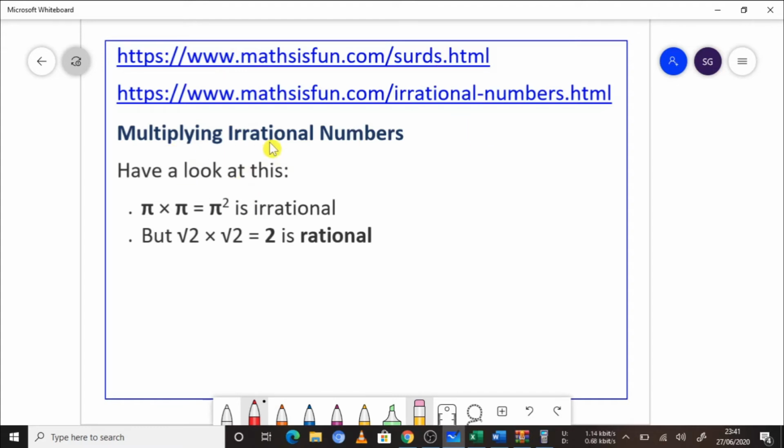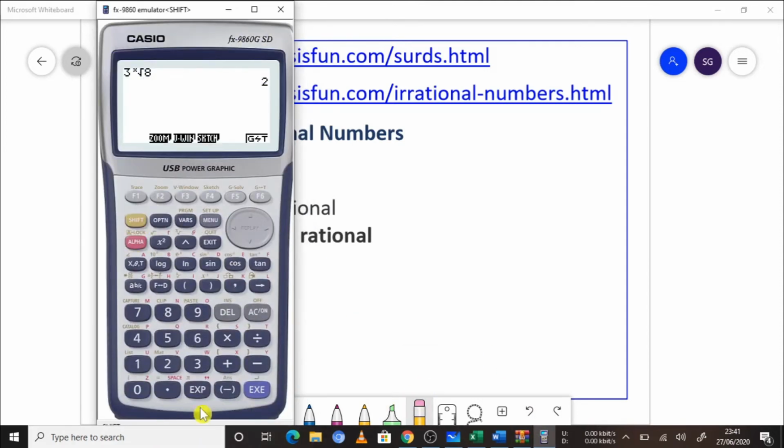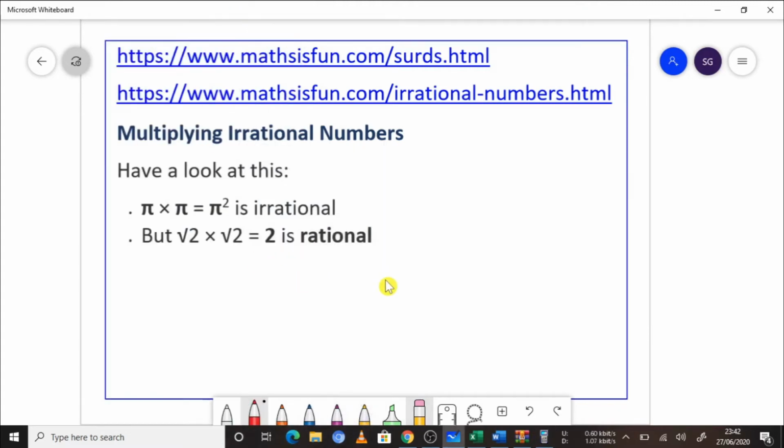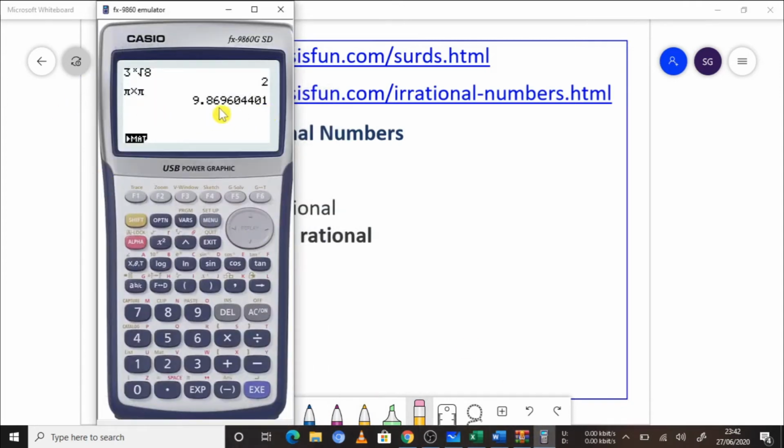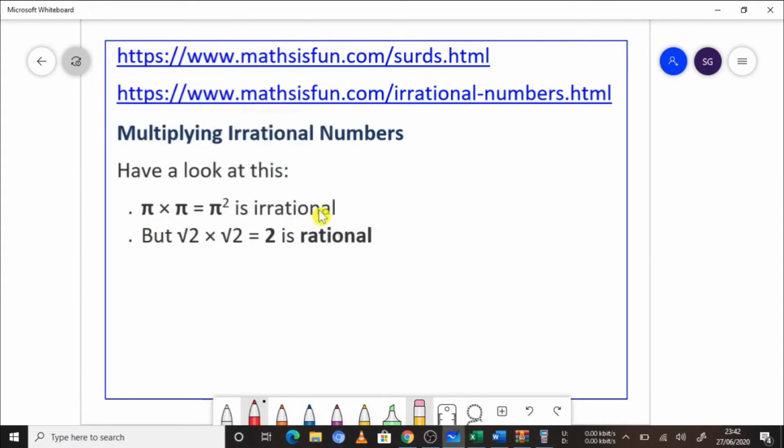Let's say you multiply two irrational numbers, say pi times pi. Pi times pi is pi squared, and if you see the value of pi squared on the calculator, we are multiplying pi or squaring pi. We get 9.869604401. It's still an irrational number. It doesn't repeat after the decimal, and definitely there will be more decimal places after that.